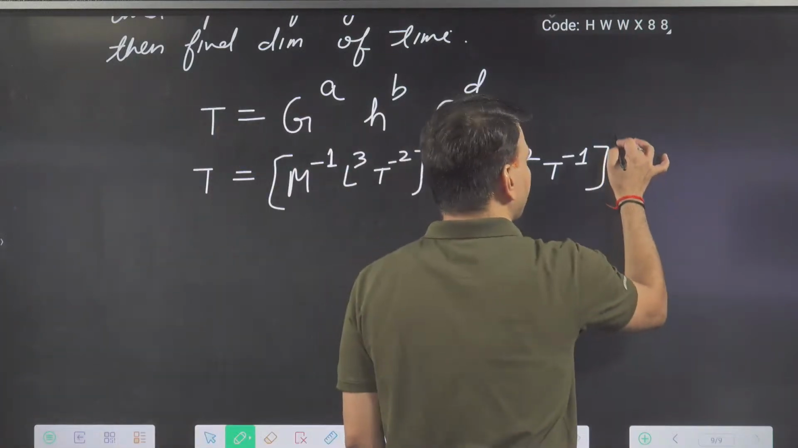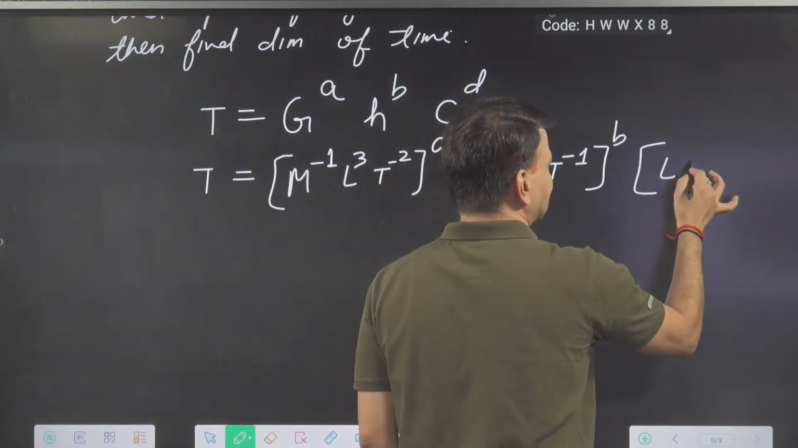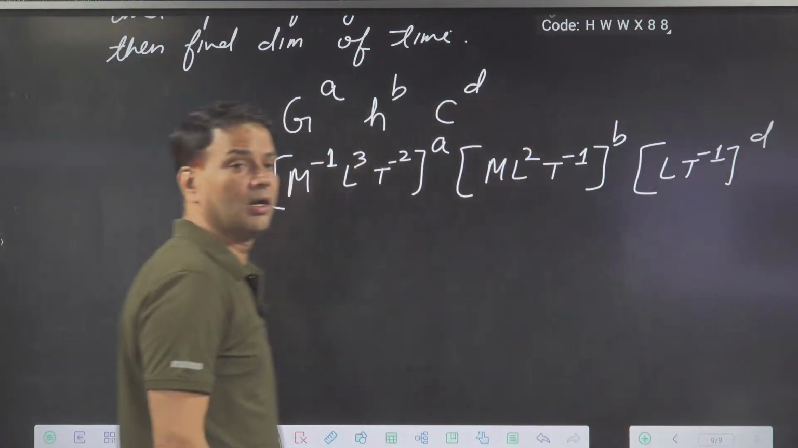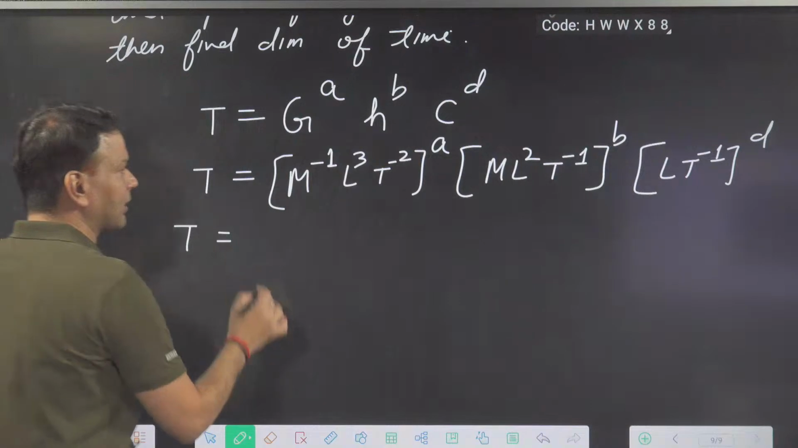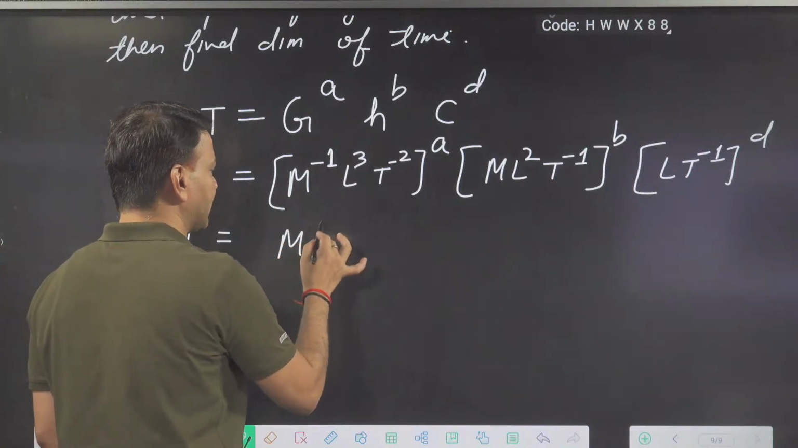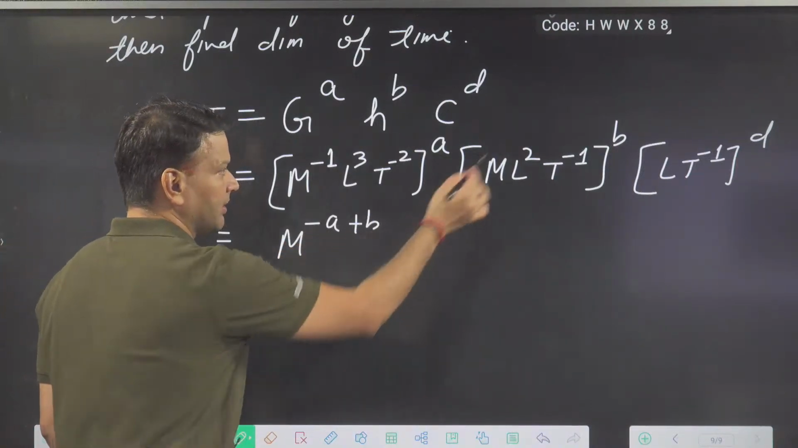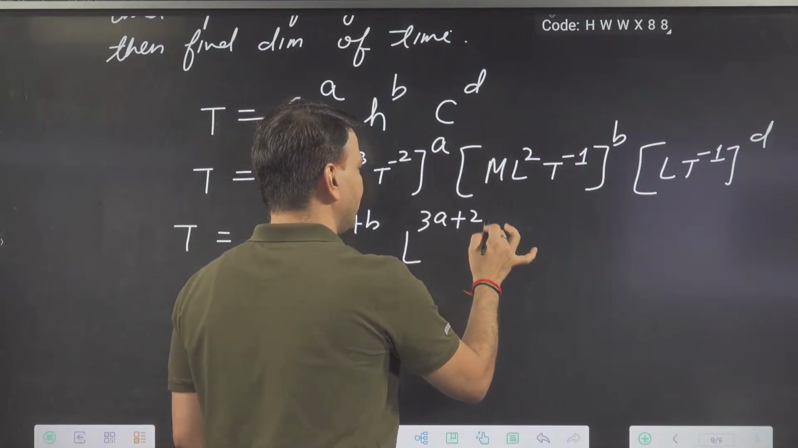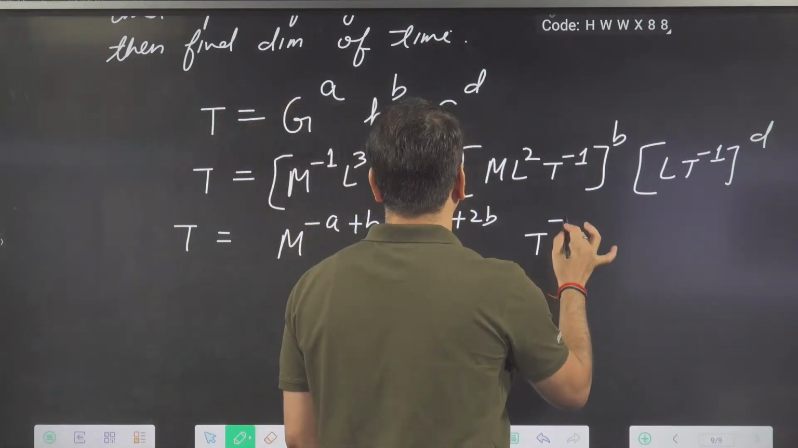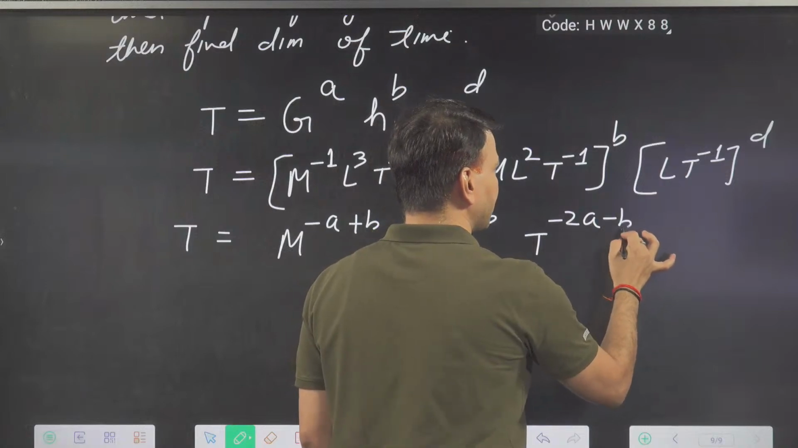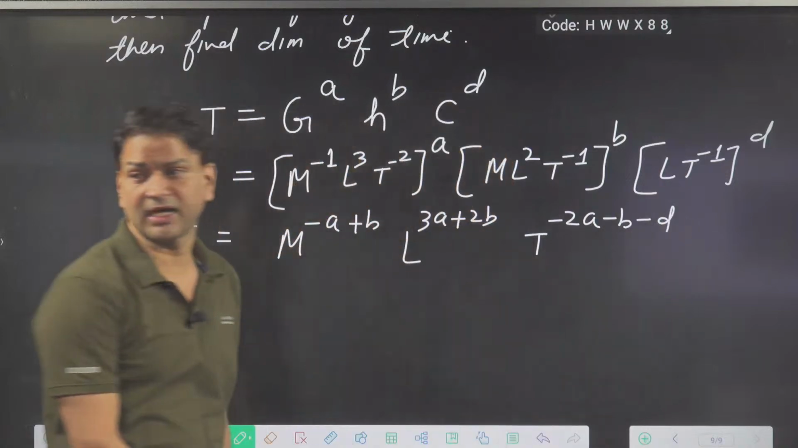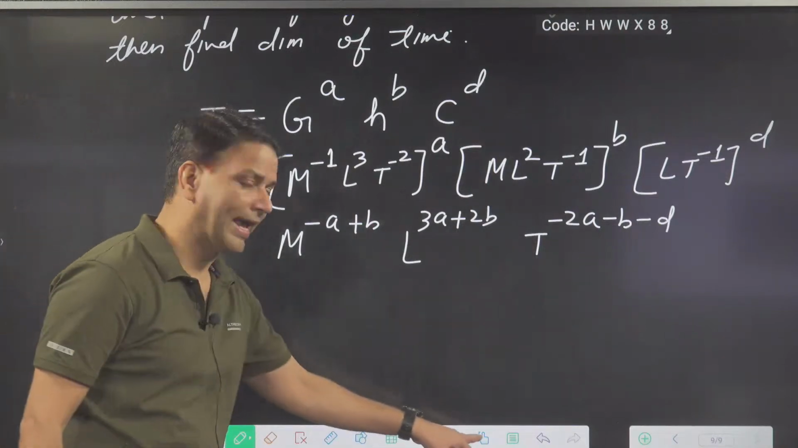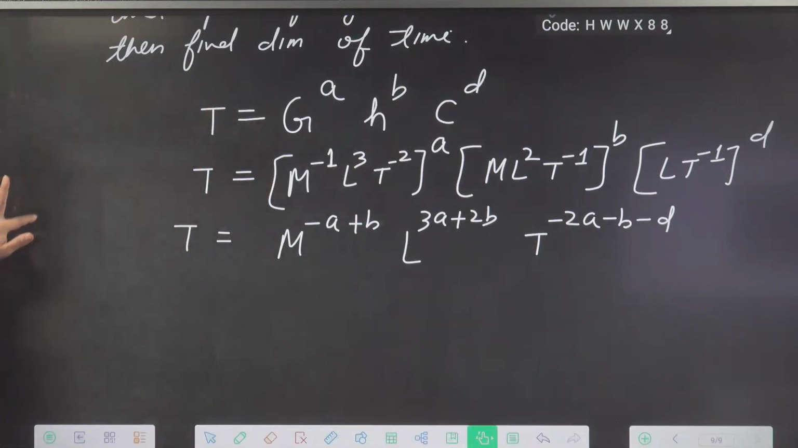Its power is B. And C, speed of light, any speed will have the dimension LT minus 1, whole to the power D. Now the total M power I got is minus A plus B. L power I got is 3A plus 2B. And T power I got is minus 2A minus B minus D. This is the dimension I got on the right hand side. On the left hand side I have M0, L0, T1.